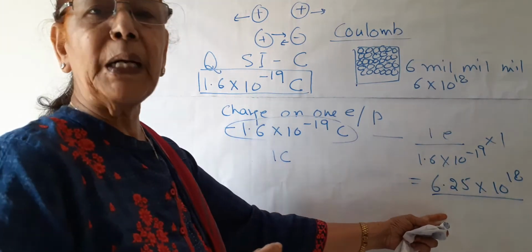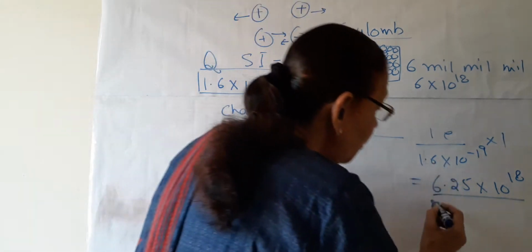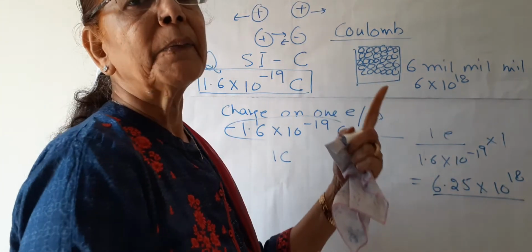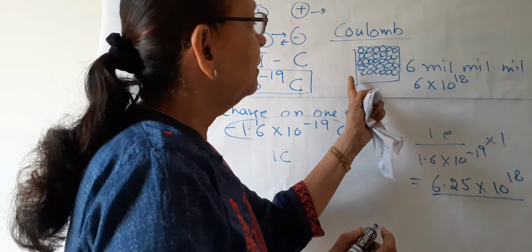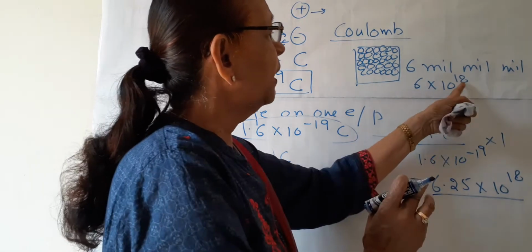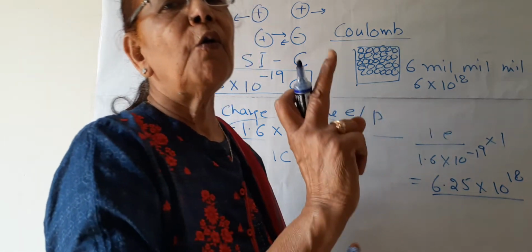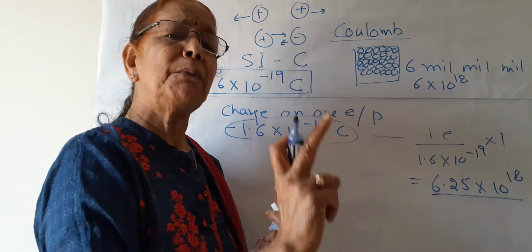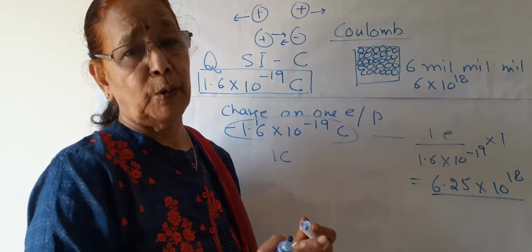The number of charged particles, electron or proton. So this many particles will have 1 coulomb charge. As I have told you, it is approximately 6 into 10 raised to power 18. So this many particles will have 1 coulomb charge. Other units of coulomb are millicoulomb and others, but we will use only the coulomb.